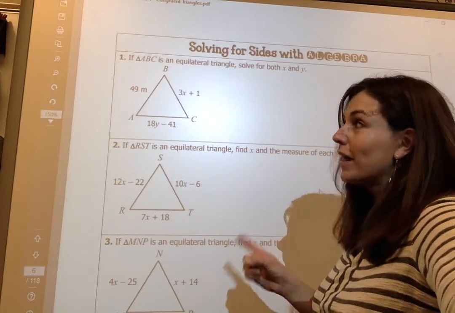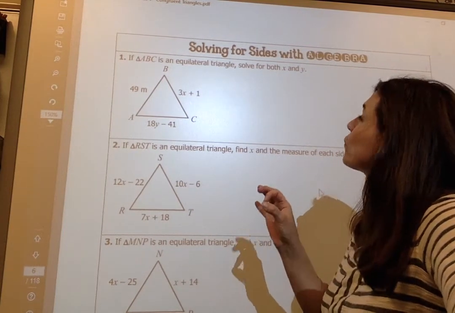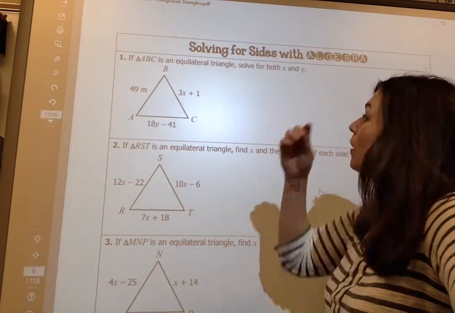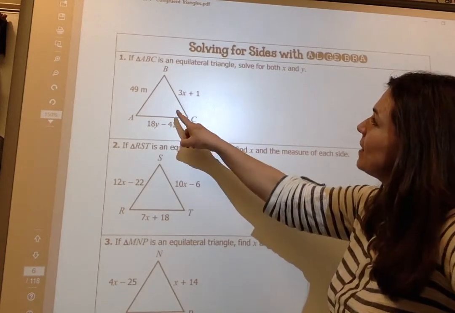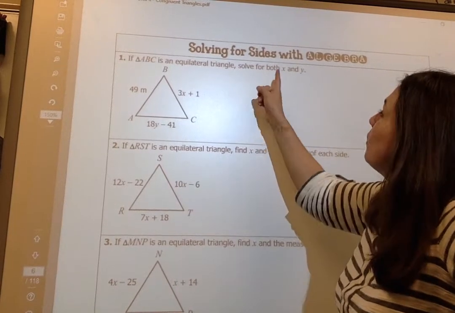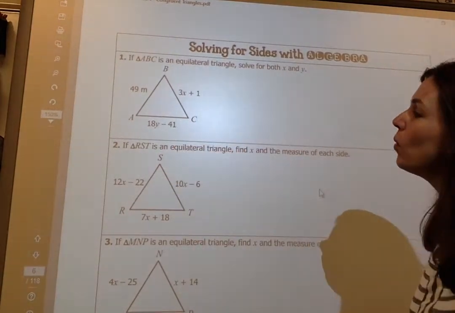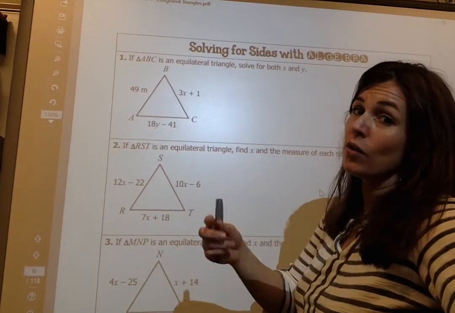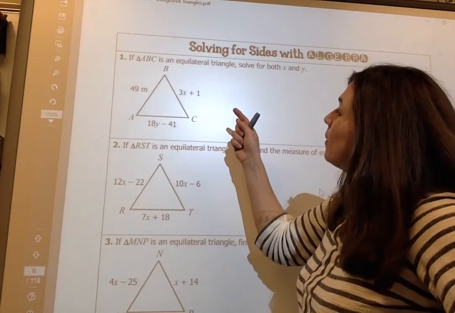So now let's look at how we solve for sides using algebra. If you look at number 1, it says ABC is an equilateral triangle, which means all sides are equal. And I want to solve for both x and y. So I know that all sides are equal, and I'm going to use algebra.